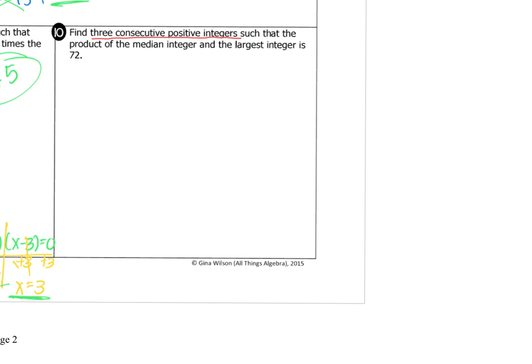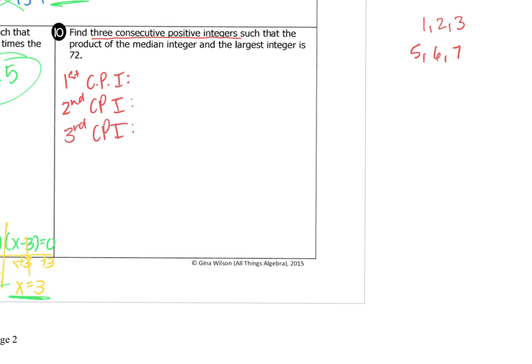So number 10, we're finding 3 consecutive positive integers. So that just means 3 numbers in a row, one number right after the other. So that could be like any 3 numbers in a row, 5, 6, 7, 1, 2, 3, anything like that. But they do have to be positive, and consecutive means in a row. Okay, so we are going to have our first consecutive positive integer. We're going to have our second CPI and our third CPI.